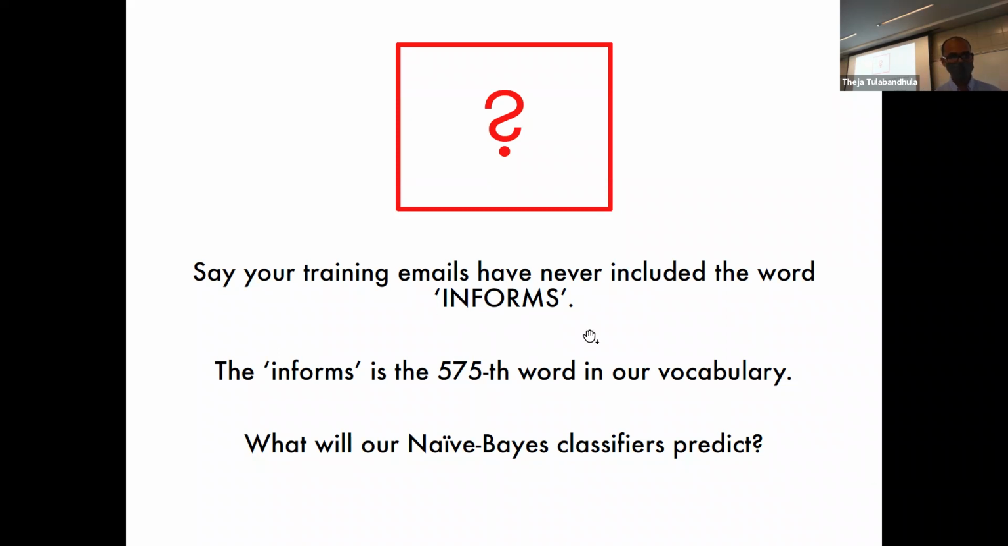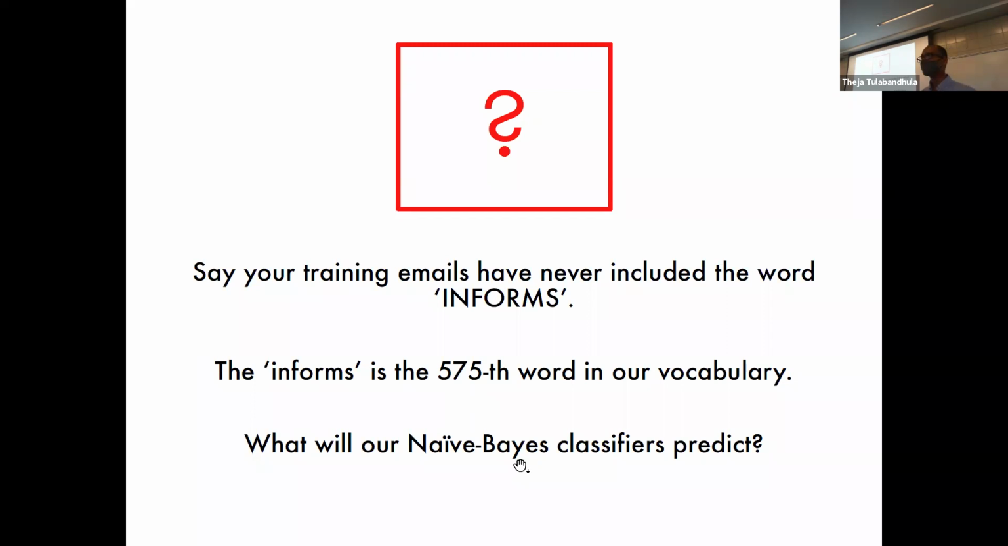In particular, "informs" is just a random word. Don't think of "informs" as any specific relation here. It's just a word. Let's say you're training on emails for the spam classification prototypical example that we've been talking about. We didn't have this word, but it's a part of the vocabulary. Then what is our naive-Bayes classifier prediction?